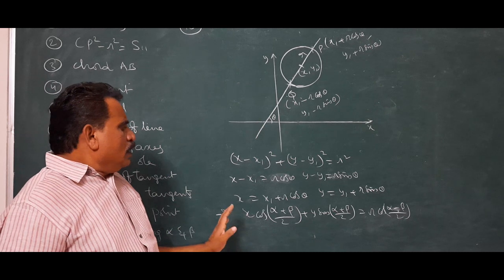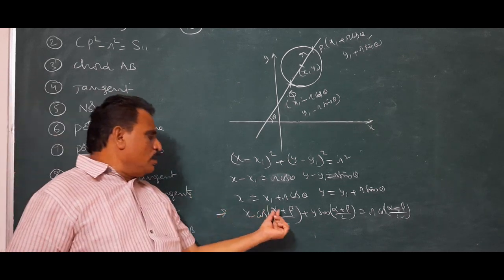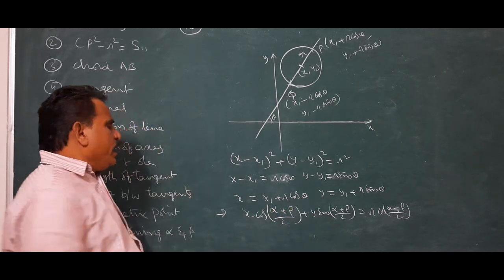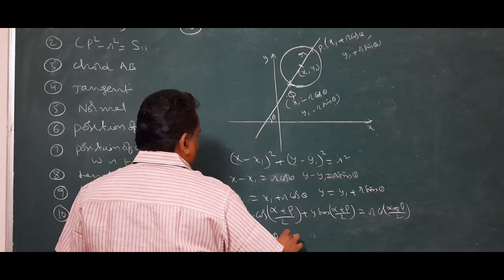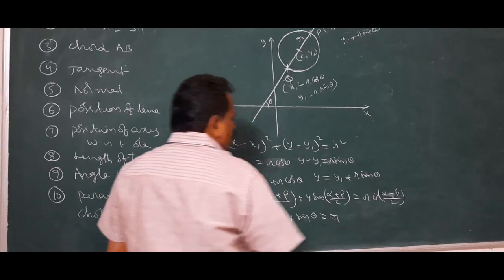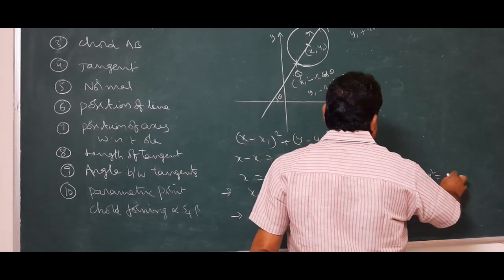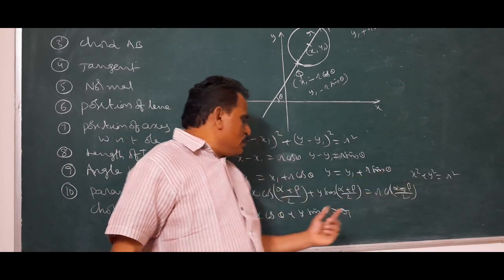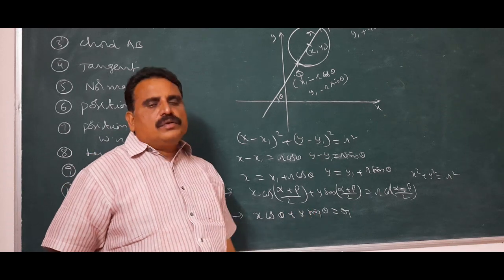So the equation of the tangent at theta: we just have to put alpha equal to beta equal to theta. We get the equation of the tangent at theta as x cos theta plus y sin theta equals r. That is for the circle x square plus y square equals r square. The equation of the tangent at theta is x cos theta plus y sin theta equals r.